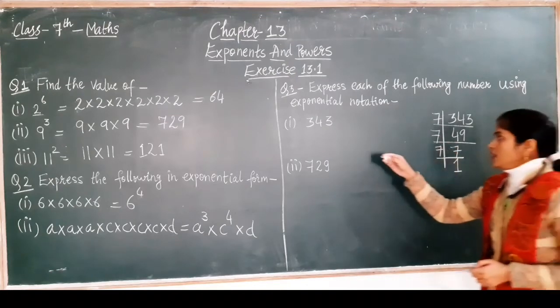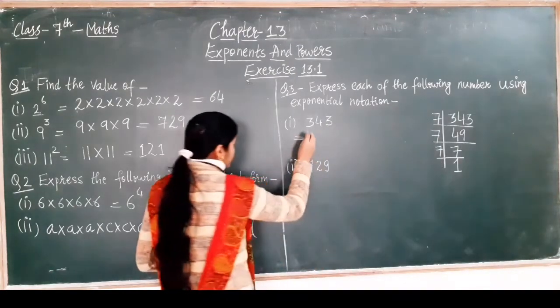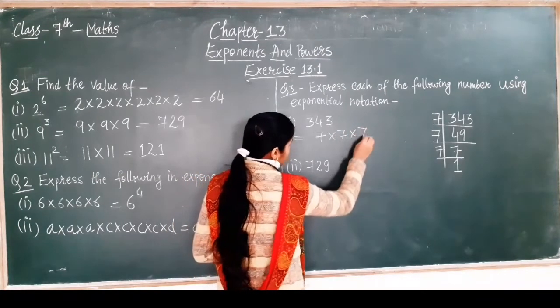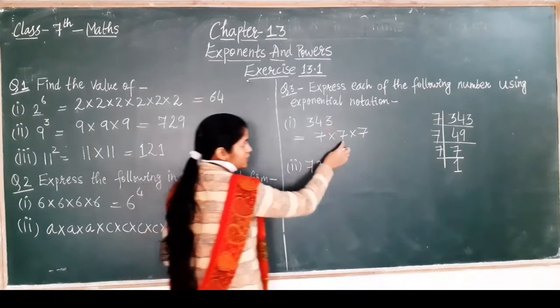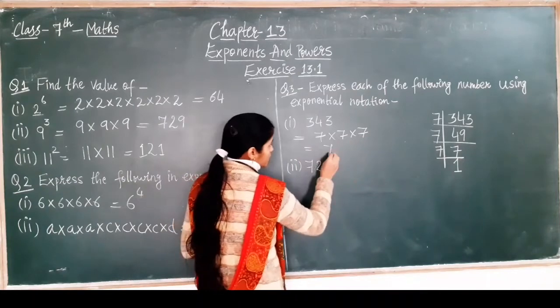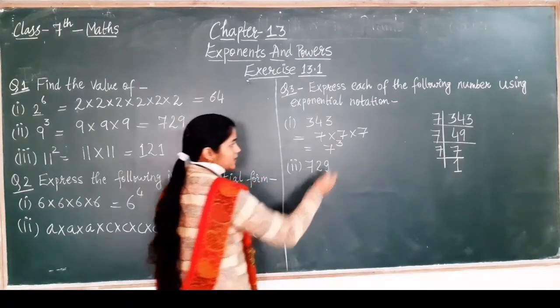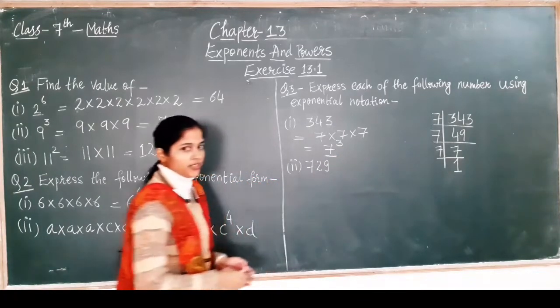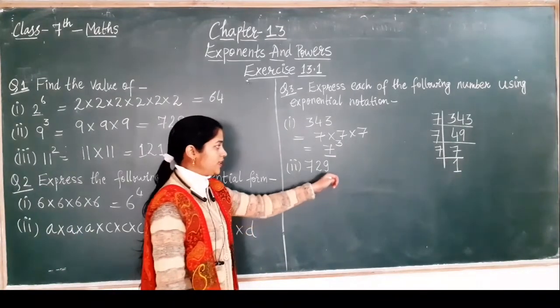So what will you get? The prime factorization of 343 is 7 into 7 into 7. So we can write it as 7 raised to the power 3. So this is our exponential notation. Now the second one, 729.